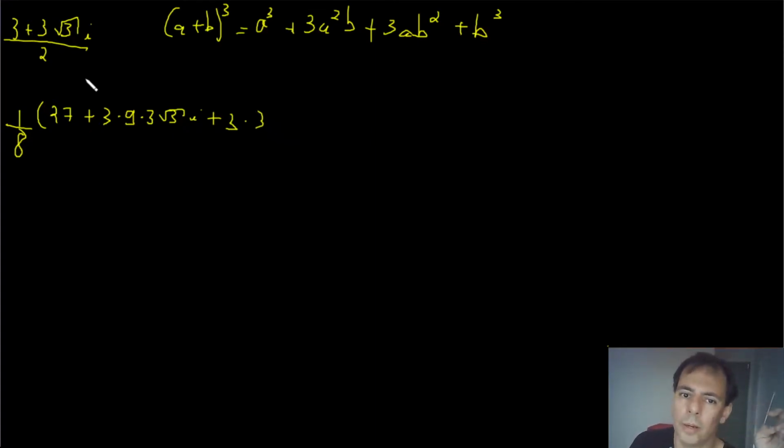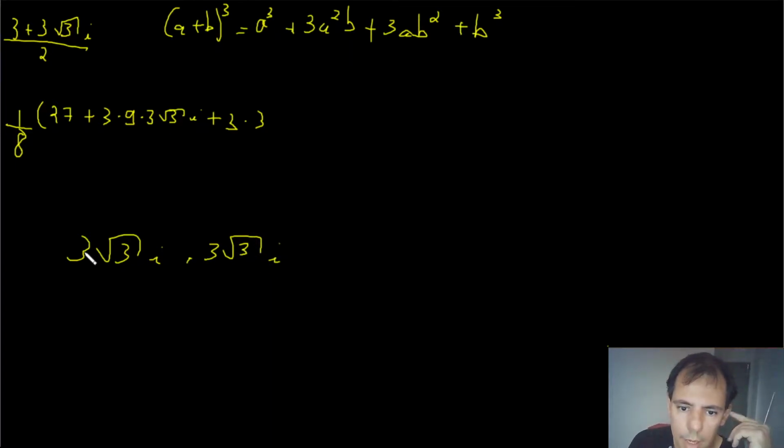Times b squared. Now here we go. You see, 3 square root of 3i squared is going to be times 3 square root of 3i, okay? So 3 times 3, these two over here, is going to be 9. Square root of 3 times square root of 3 is going to be 3, so you're going to multiply a 3 in here, and then you have i times i. i times i is i squared, which is minus 1.